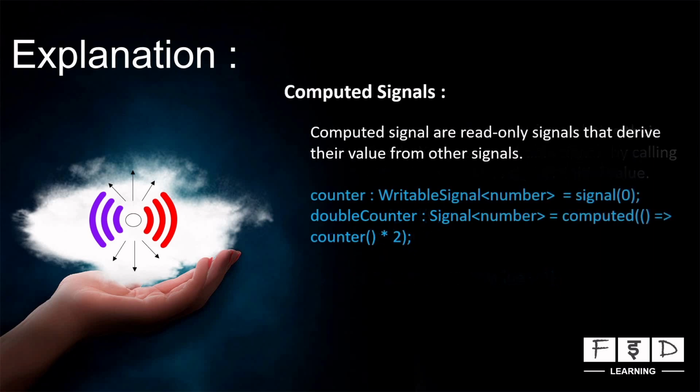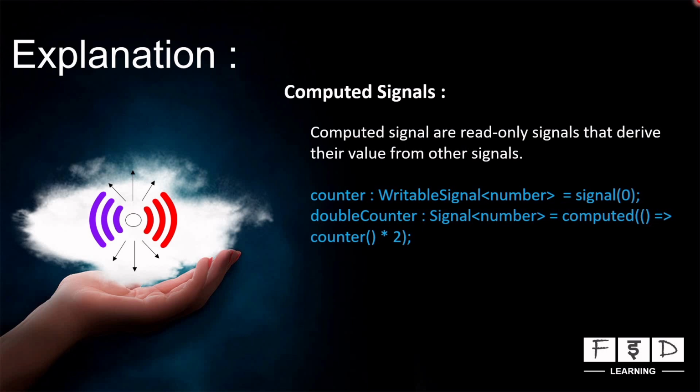Okay. Now let's move on to the second type of signal, which is computed signals. A computed signal is also known as a read-only signal and it derives its value from other signals. So in this example, we can see that counter is a writable signal with the type WritableSignal and doubleCounter is a read-only signal or computed signal with the type Signal. And this computed signal depends on the writable signal, which is counter. And it means once the counter value changes, the doubleCounter variable will also update its value according to the requirement using the computed function.